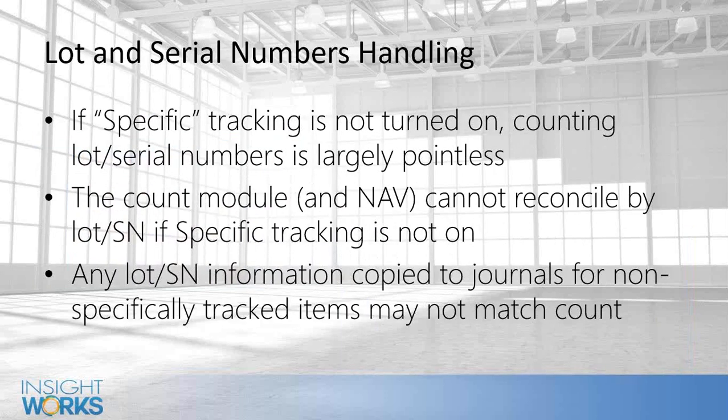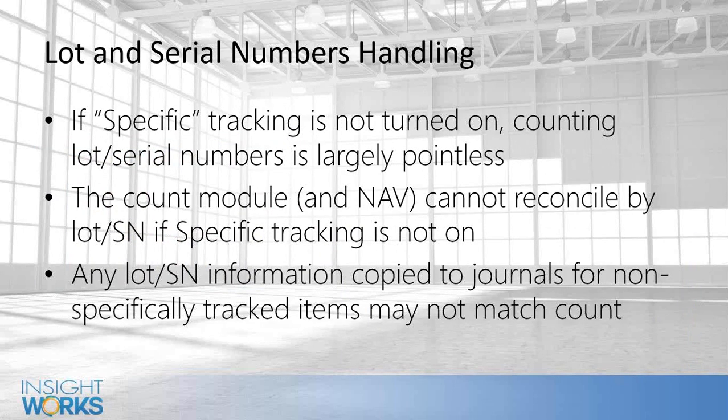Okay. Now, lot and serial number handling. So another question we get is, the lot number and serial numbers don't make sense on the item journal. You've turned on set tracking lines and you look at the lot numbers and serial numbers and they don't make sense. Well, the only way that lot numbers and serial numbers make sense on the physical inventory journal and warehouse physical inventory journal is if you have specific tracking turned on. Okay, and then you can have warehouse tracking turned on as well.